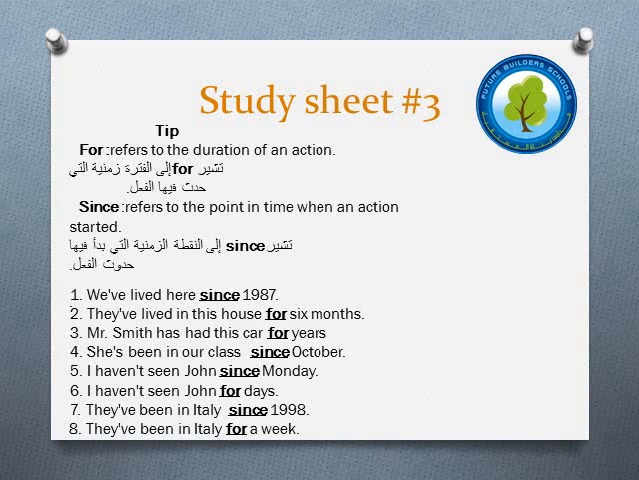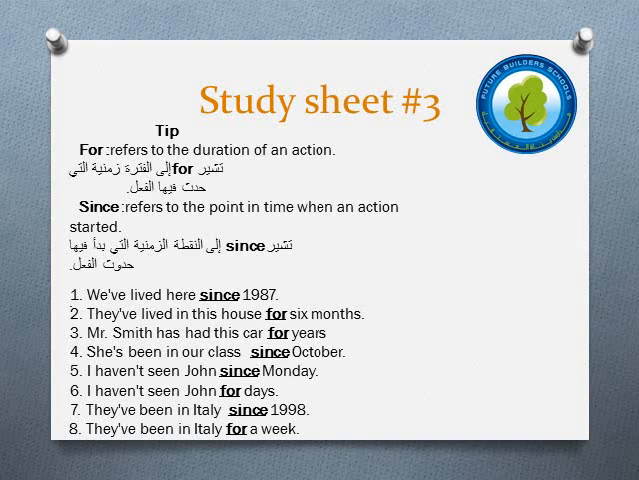Look at the difference between sentence number 1 and sentence number 3. In sentence number 1, they mentioned the year 1987, so we use since. In sentence number 3, they said for years لسنوات, but they didn't mention when these years started. متى بدأت هذه السنوات? So we used for. Now, number 4. She's been in our class since October.